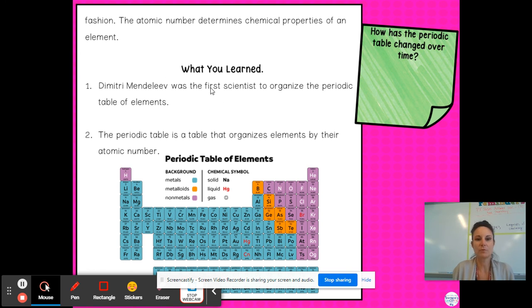So again, we have a summary slide. We have number 1, we have learned that Dmitry Mendeleev was the first scientist to organize the periodic table of elements. And number 2, the periodic table is a table that organizes elements by their atomic number, which is the number of protons.